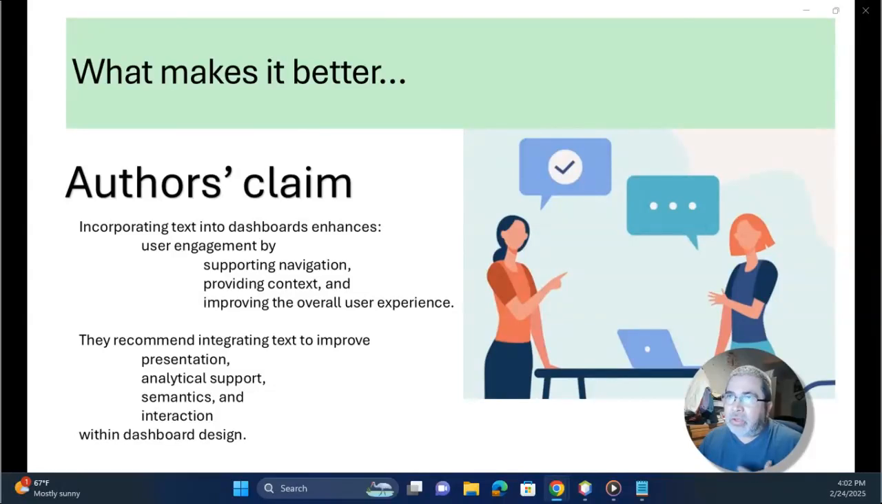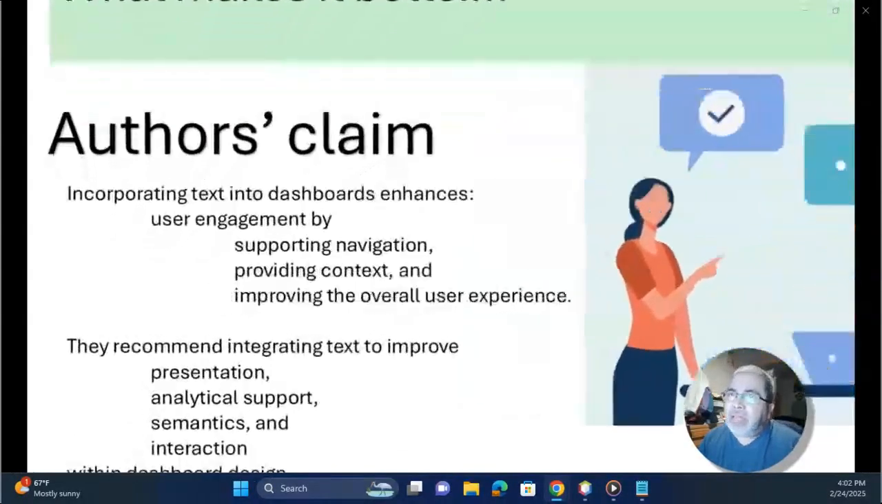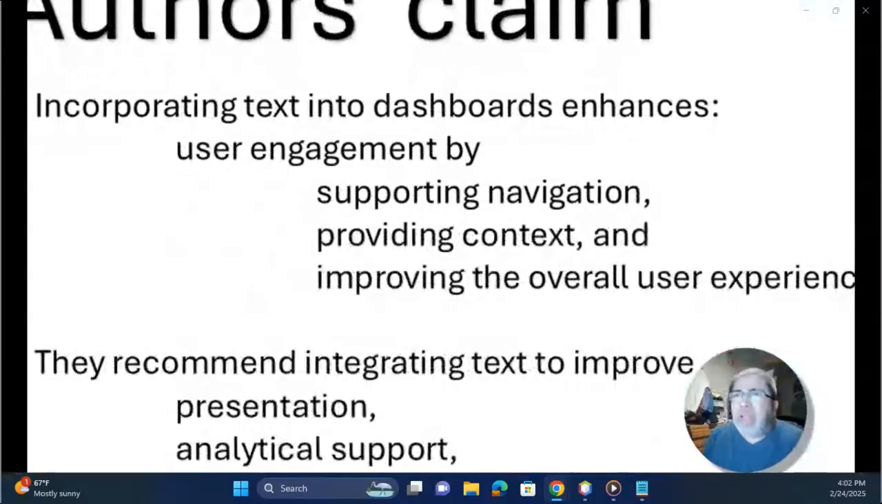We already look at the current usage, and then recommendations. We need to look at what recommendations and what improvements go beyond. So recommendations is what makes it better. And the authors claim that incorporating text into a dashboard enhances user engagement by supporting navigation, providing context, and improving the overall user experience.